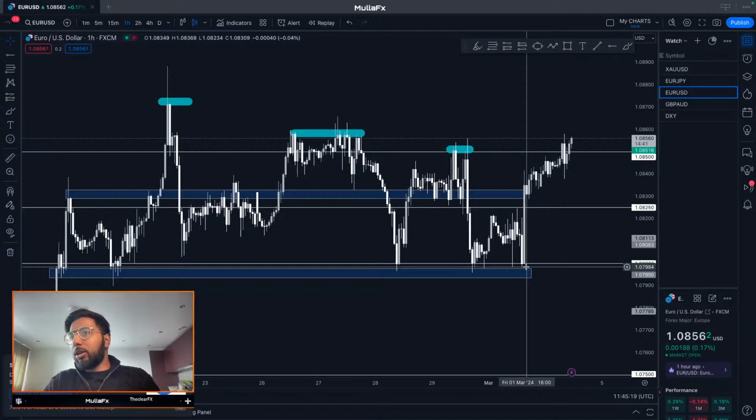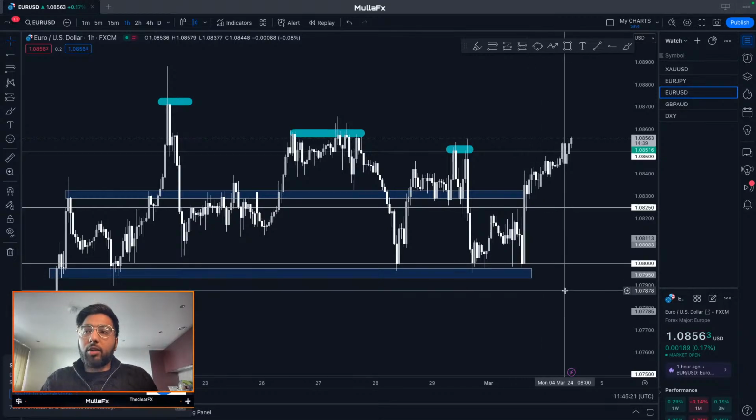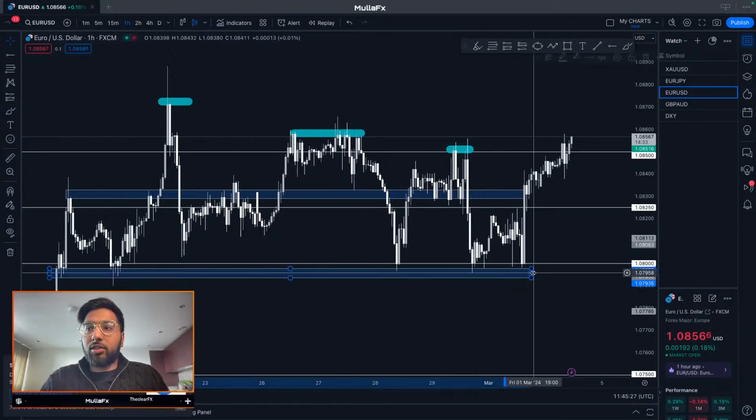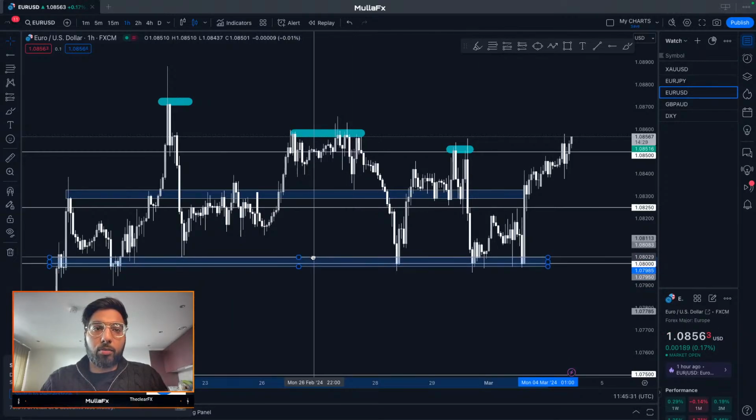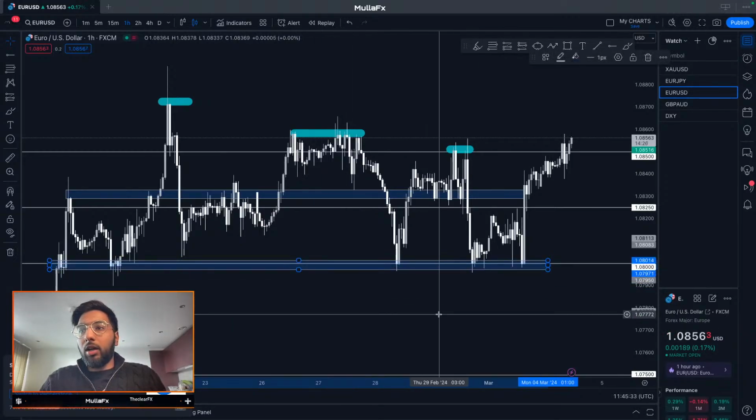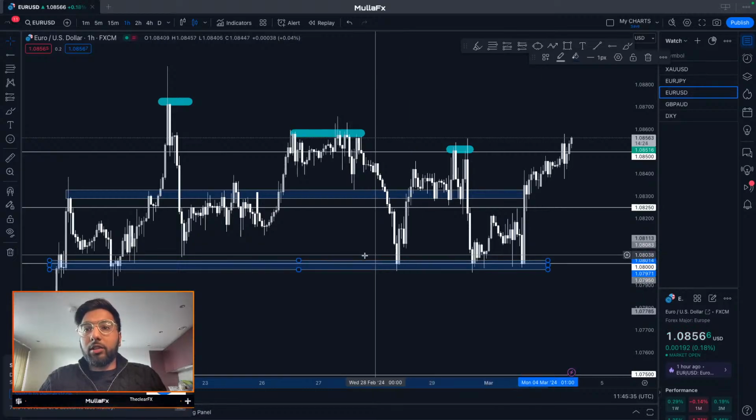So at the moment, we did expect price to get to 1.08. We did expect that. We now got that. And not only did we get that, we also got a price retesting the support level, meaning that we have a really strong support level at the 1.08 level. It was very, very strong.